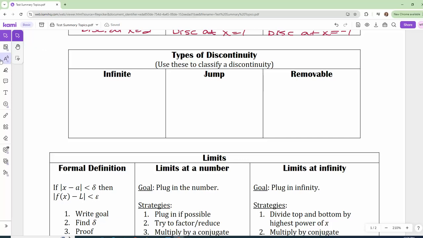The rules are: the limit exists, the function exists, and they're equal. The types are infinite, jump, and removable.